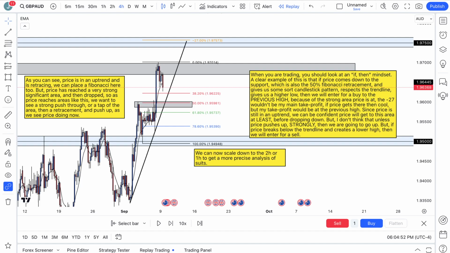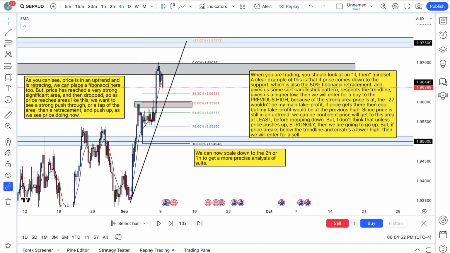Because of the strong area price is at, the negative 27 wouldn't be my main take profit. If price gets there, then cool. But my take profit would be at the previous high. Since price is still in the uptrend, we can be confident price will get to this area at least before dropping down. But I don't know that unless price pushes up strongly. But if price breaks below the trend line and then creates a lower high, then we'll enter for a sell.